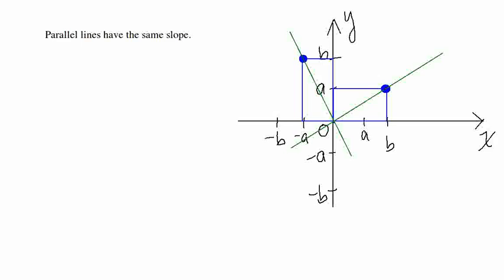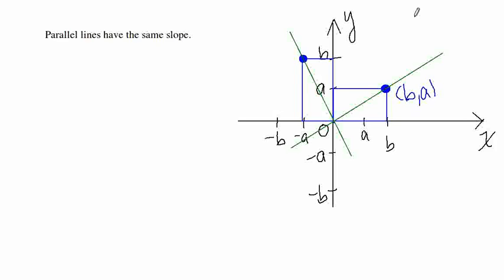All right, suppose I had a line that went through the origin and through the point B comma A, denoted by that blue dot. Can you see that that line goes through two vertices of the rectangle that I drew there, resting on the x-axis?